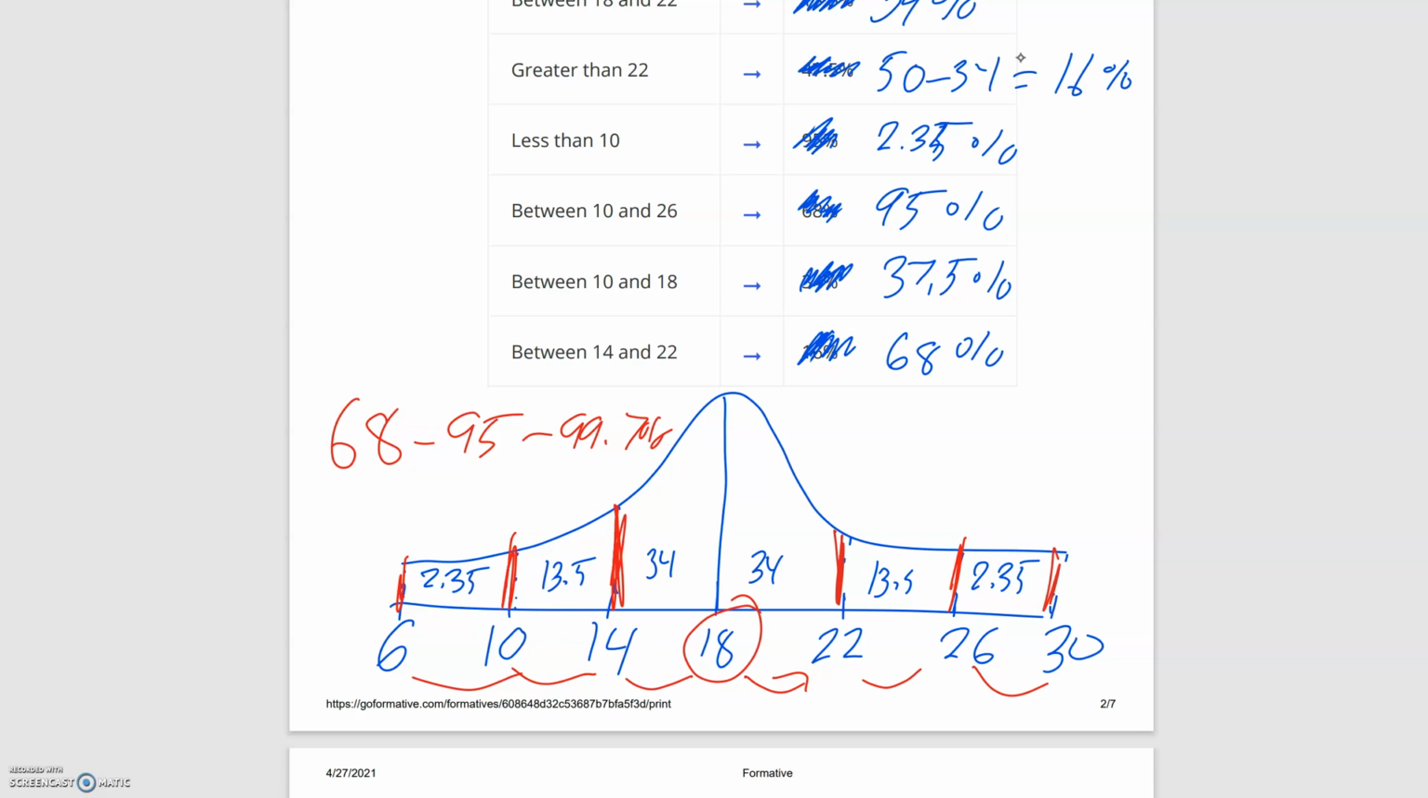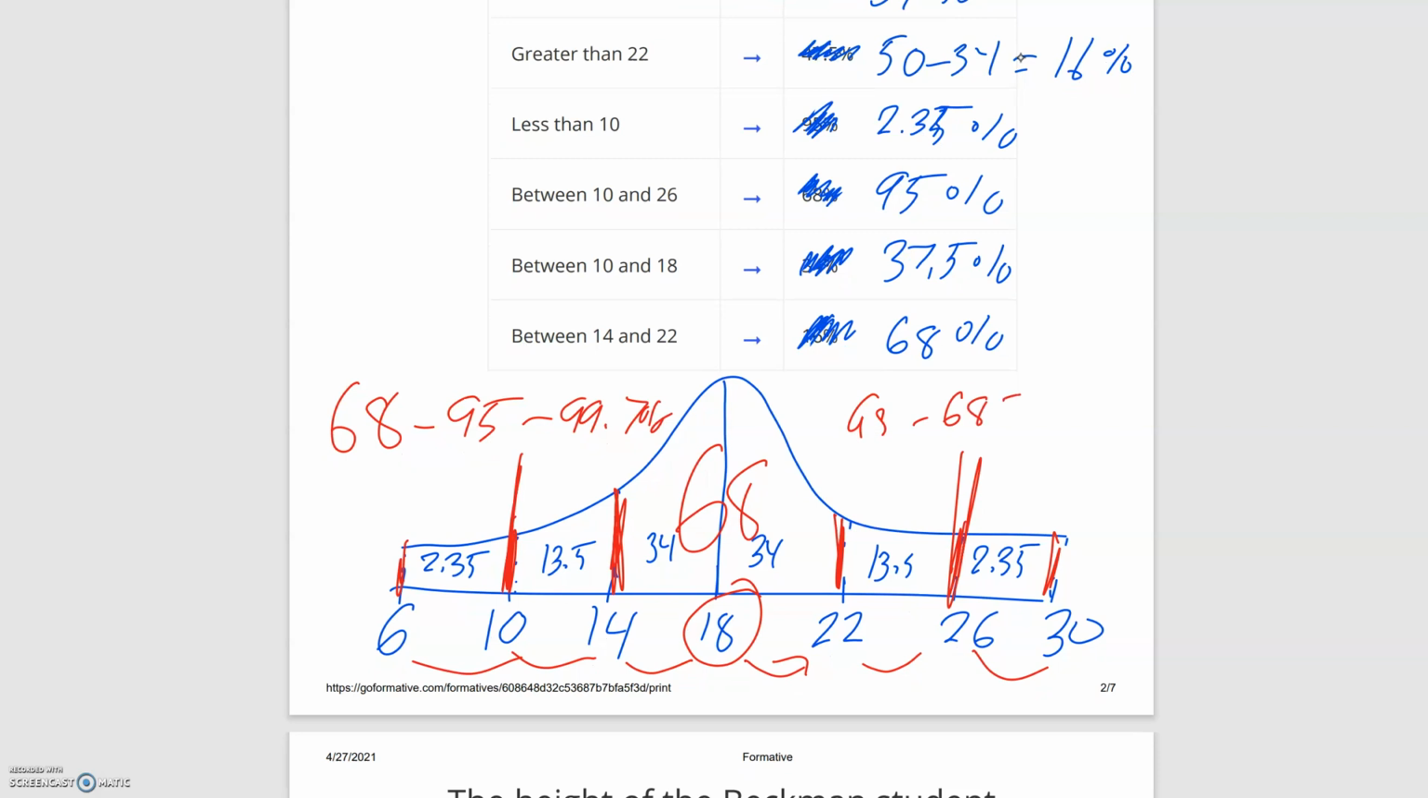So once I've built that, notice I can easily fill this in because this is 68% split in half. Then I just have to take 95 and minus 68 from it. That'd give you 27 divided by 2 because you got to split it again. Gives you 13.5 here, 13.5 here. And then finally, to find out the 2.35, that's just 99.7 minus 95, which gives you 4.7. Divide that by 2 and you get your 2.35, 2.35.